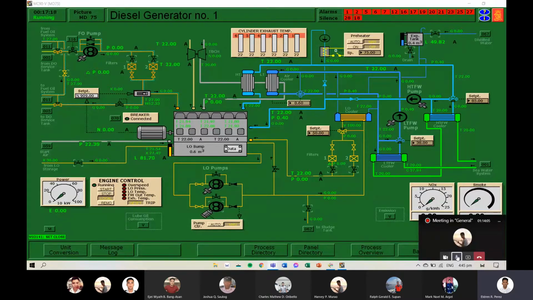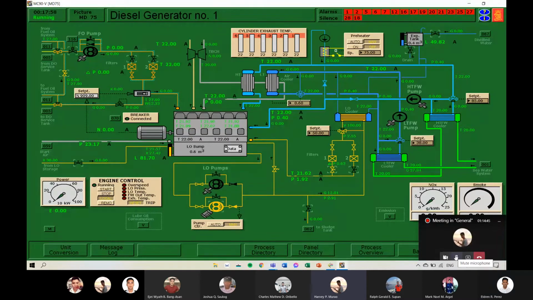Lube oil sump tank level is already at 80%. Next. Chief Engineer Perez, sir, open the lube oil filter number 1. Done. Manually start the lube oil priming pump. Done. Check the level of the expansion tank. Fill up the tank to normal level. If no water flow, go to MD67 and open appropriate valves. Expansion tank is at normal level.